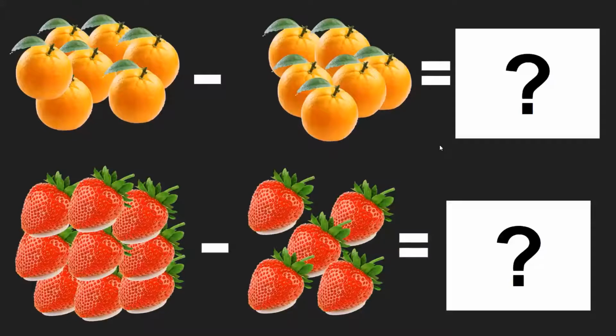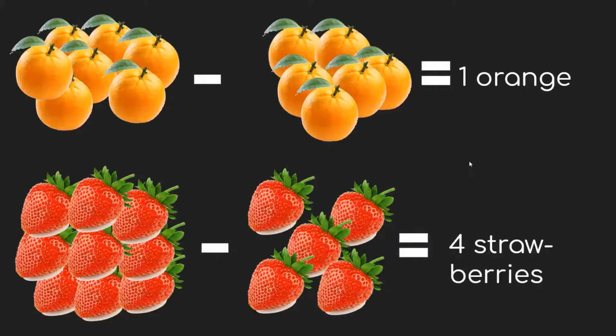Let's move on. So here we have more fruits. We have our oranges and our strawberries. Take this time to pause the video and try to do these 2 picture problems yourself. When you're finished, you can play the video again. So our answers for these 2 problems are 1 orange and 4 strawberries.